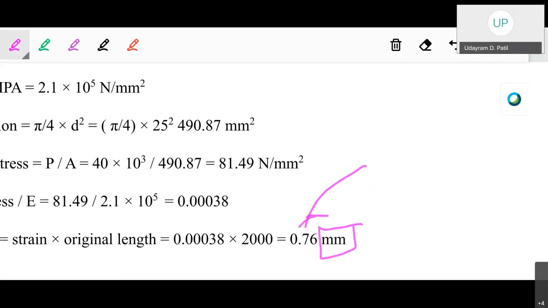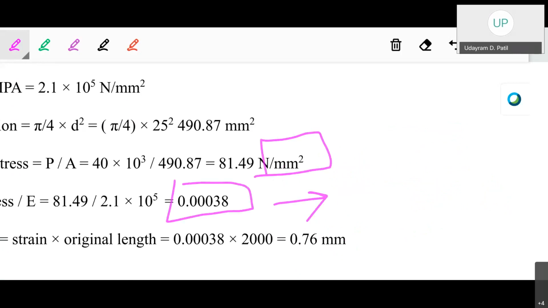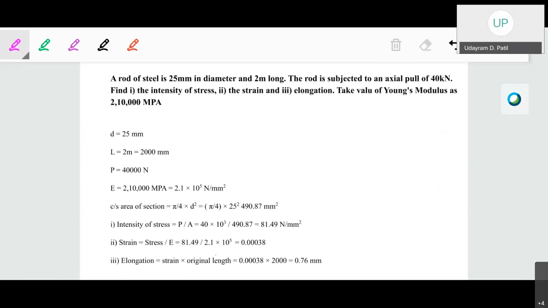What is this particular value, whether it is in mm, in centimeter, or in meter. Similarly, for all the values you are calculating, such as the stress or the strain, the unit is most important. Whatever unit you are putting is most important to verify your particular answer.